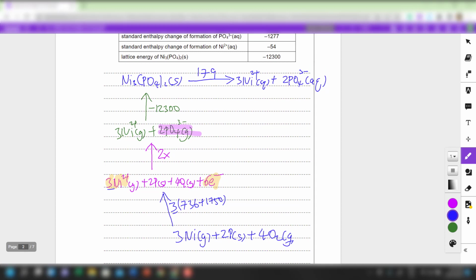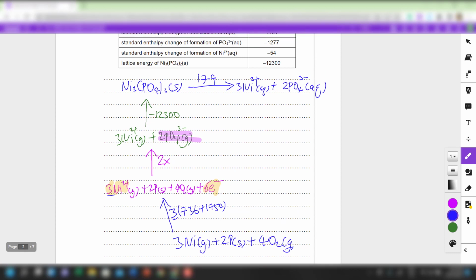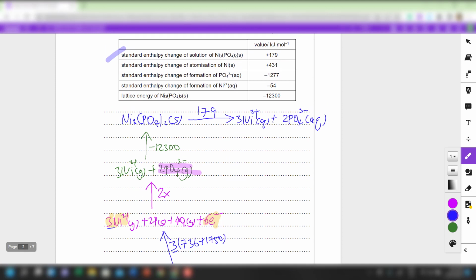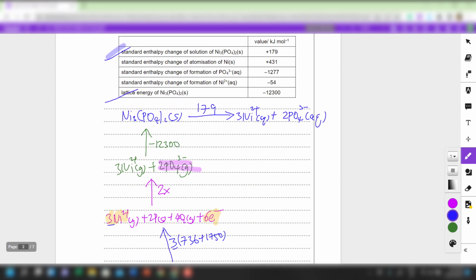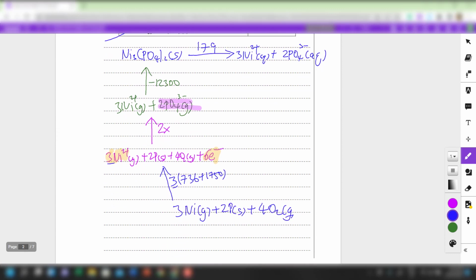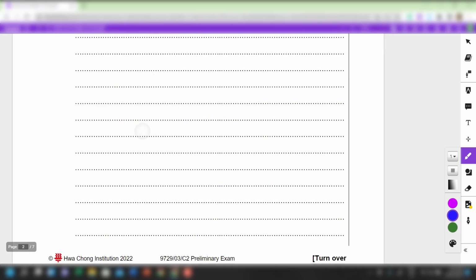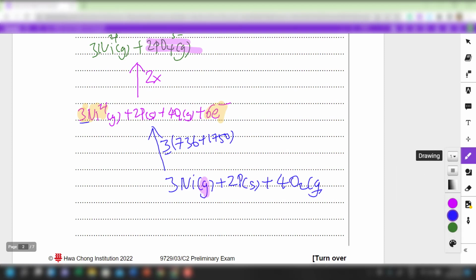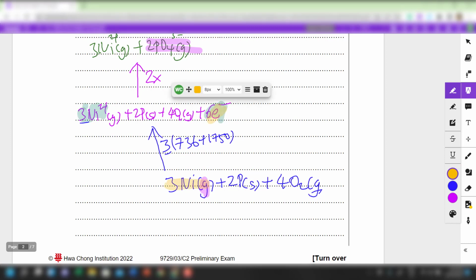Then I need to check what information am I lacking or what have I not used. So I have used the lattice energy. Have I used the enthalpy change of atomization for nickel? Nope, not yet, because my nickel is still in the gaseous phase over here. So maybe I'll just highlight this little thing so that you know that this is where we are looking at first and second IE.